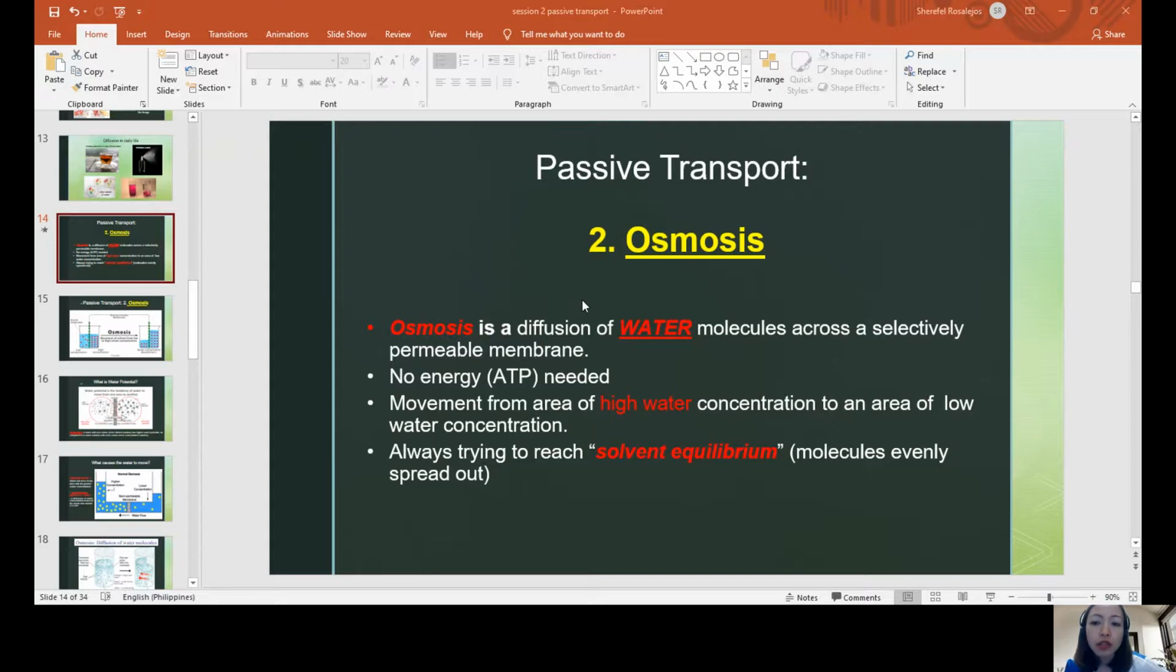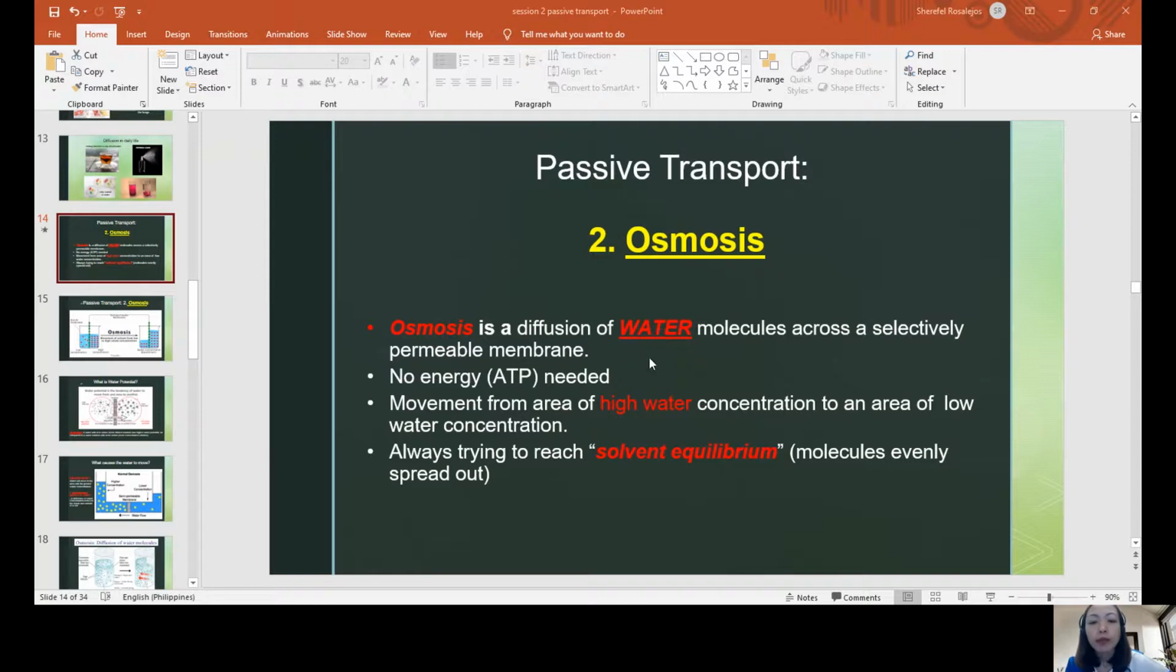Why? Because it goes from high concentration to low concentration. But the difference is when we say osmosis, class, this is the diffusion of water molecules. Diffusion, di ba? High concentration to low concentration. But this time in osmosis, it is the movement of water. Because in diffusion, it is the movement of molecules, right? Whether it is a movement of solute. But this time, tubig ang transfer. Tubig ang move from one place to another.